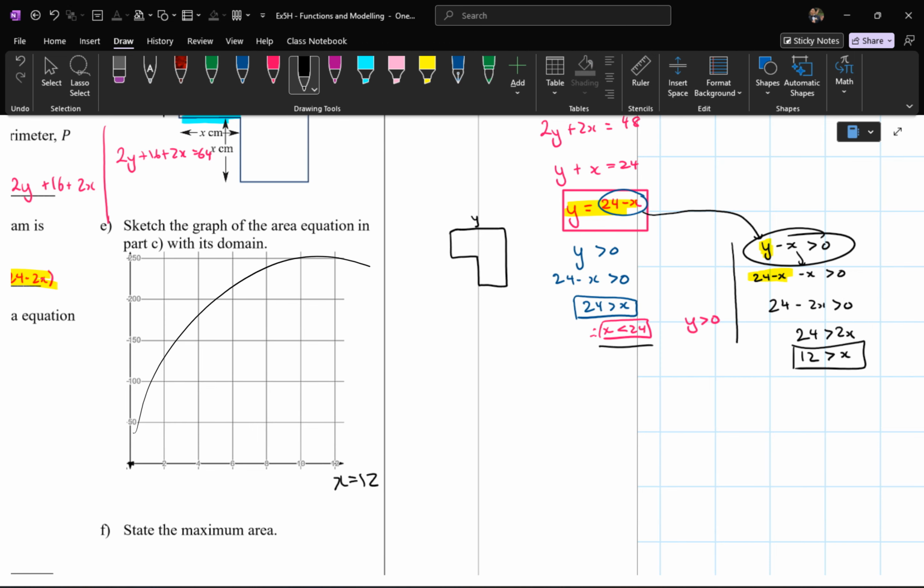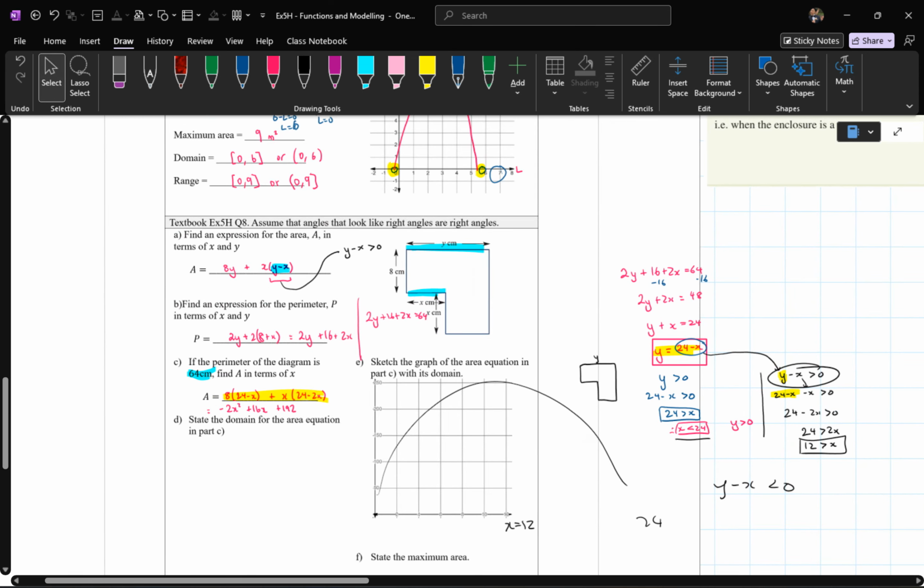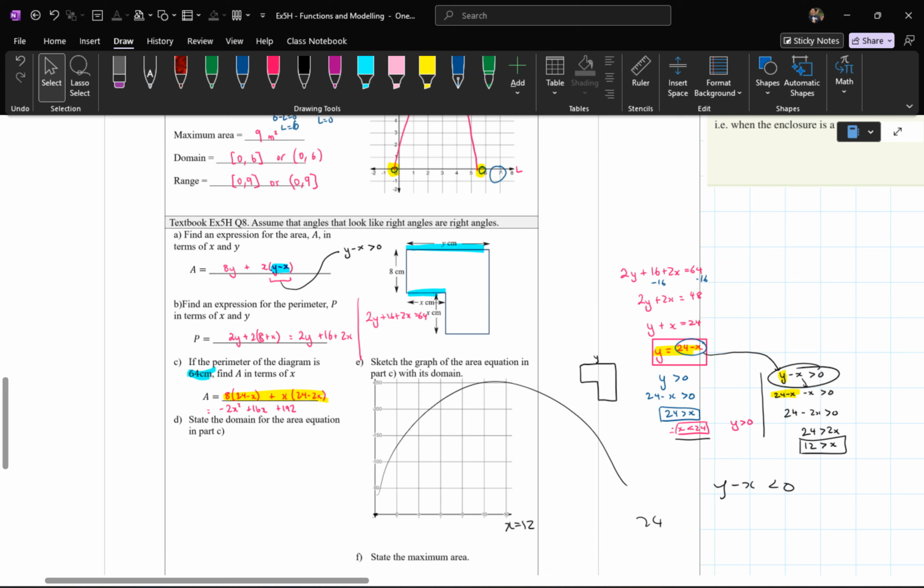It can't go all the way to 24 that you think it would have, because if it goes to 24, then y minus x will be negative. And you can't have a negative when you do y minus x, and that was a hidden restriction on your domain. Okay, so this is not easy. This one I actually forgot as well. I saw this restriction, but I forgot about that restriction.